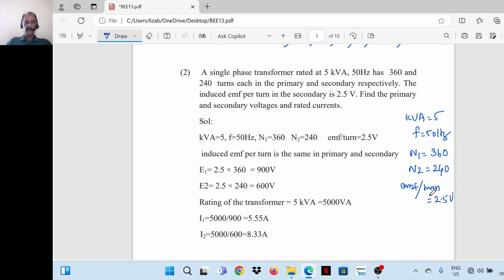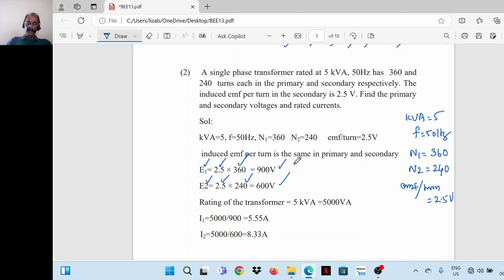So we have to find out the primary and secondary voltages and rated currents. So the voltage can be found. The primary voltage is equal to EMF per turn into number of turns in the primary winding. EMF per turn is 2.5. Number of turns in the primary winding is 360. So 900 volts. Then secondary voltage E2 is equal to EMF per turn into number of turns in the secondary winding. 2.5 into 240, that is 600 volts.